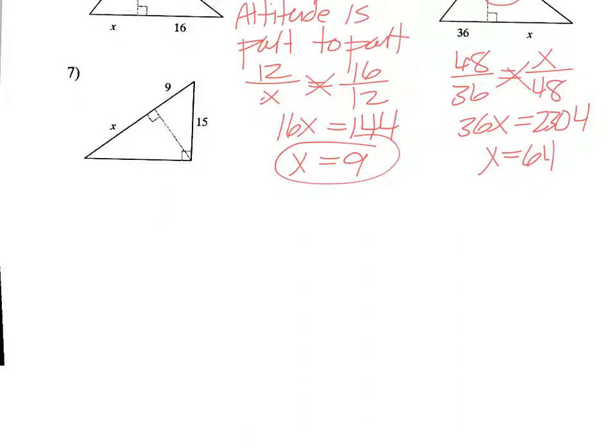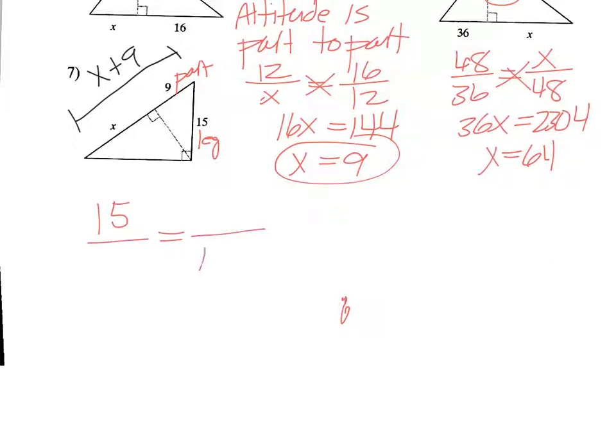Alright, and then this last one, there we have a leg. So leg, adjacent part is 9. Okay, what about the whole? Well, the whole's not identified. The whole is all this right here. Well, how do I get all that? By adding the two parts together. So the two parts are x plus 9. So when I set up my proportion, remember leg goes down twice. The part is 9. The whole is x plus 9.